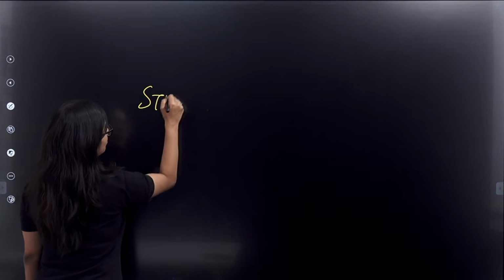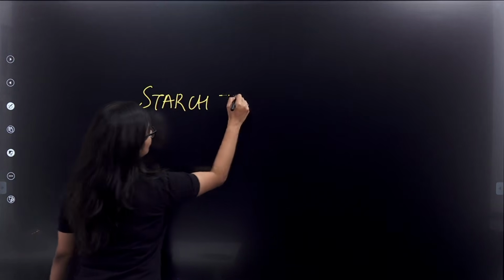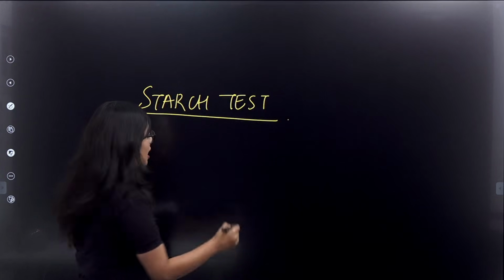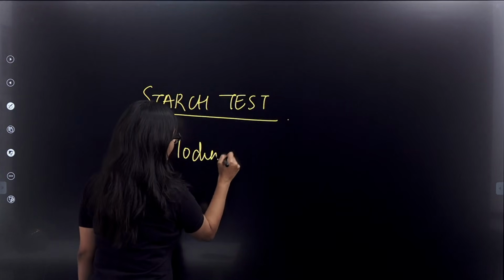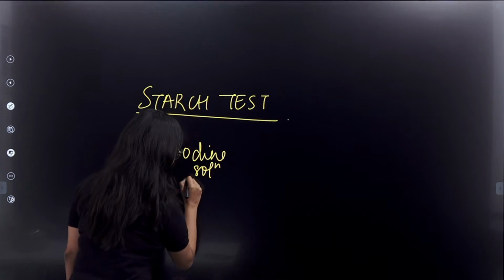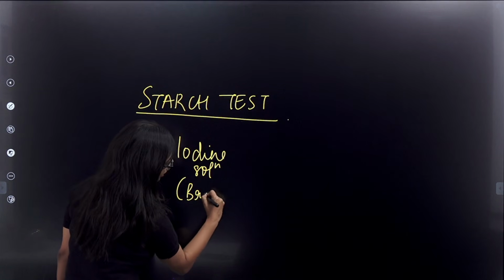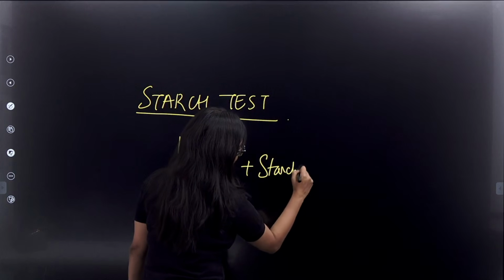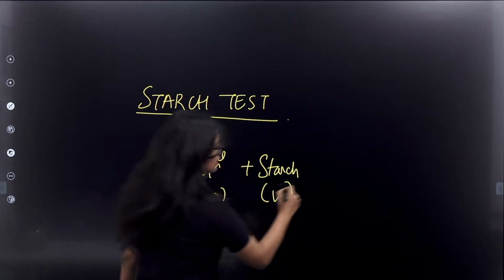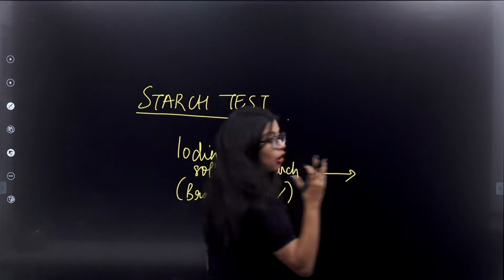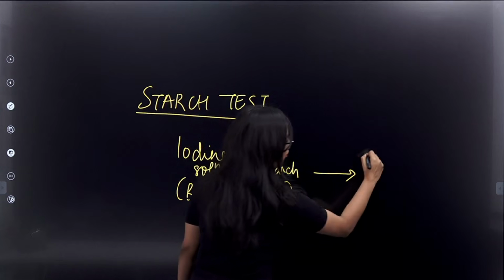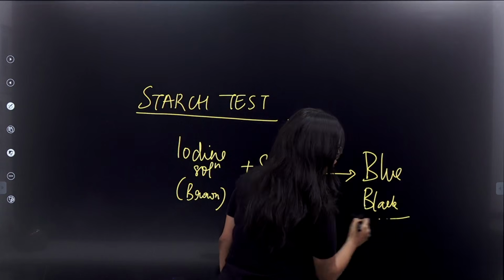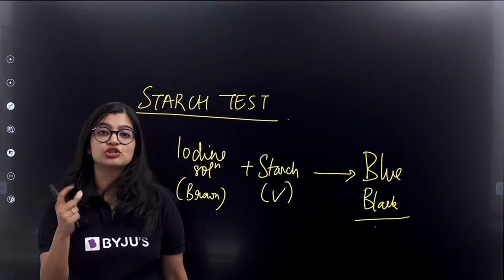So if I have to write the starch test for all of you, we know that when we add iodine to starch, right? So when you add iodine solution, which is normally like a brownish color solution, if starch is present, then you know that the complex that it's going to form is going to be blue-black, right? So if blue-black is there, that means that starch is present.